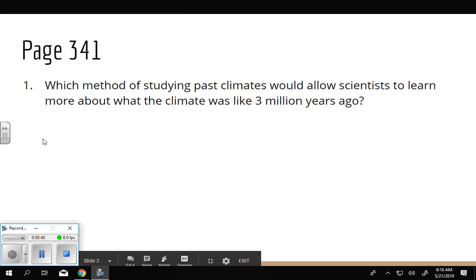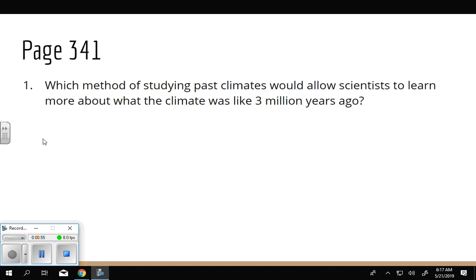Page 341. Which method of studying past climates would allow scientists to learn more about what the climate was like 3 million years ago? How do people study climate change?